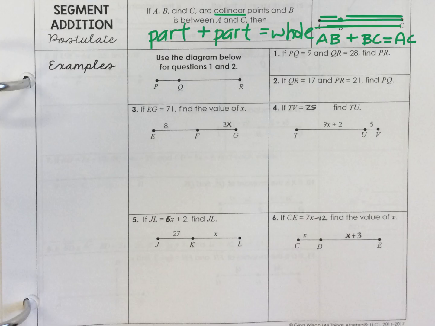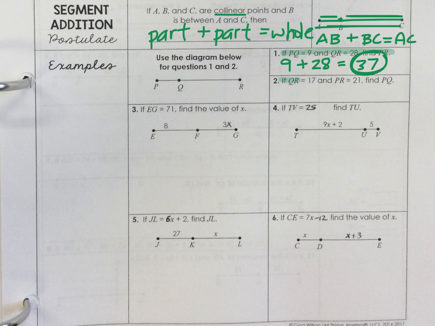So question 1 says, if PQ is 9 and QR is 28, find PR. So I'm going to write this information on the picture. So PQ is 9, QR is 28. It wants me to find the whole thing. So part, here's my first part, 9. My second part plus a part, 9 plus 28 is 37. So the whole thing is 37.